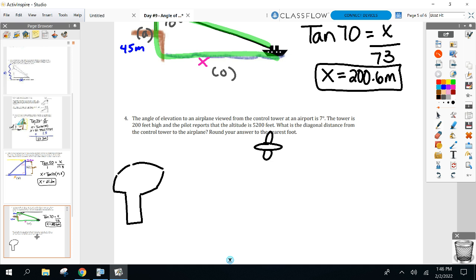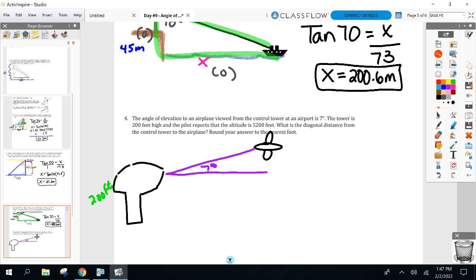So the angle of elevation, again, remember, I'm sitting in the control tower looking forward. Up, there goes one of my planes. I look up and I make a 7-degree angle. All right, 7-degree angle right there. All right, a little bit more info. The tower is 200 feet high.